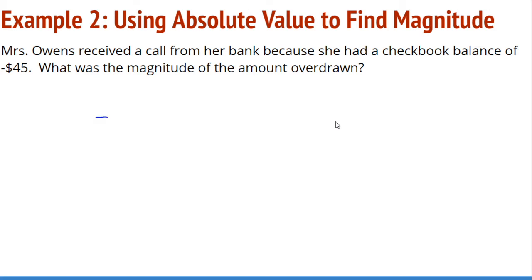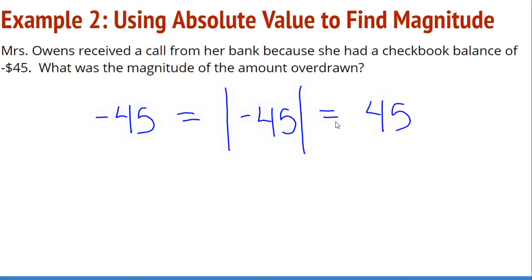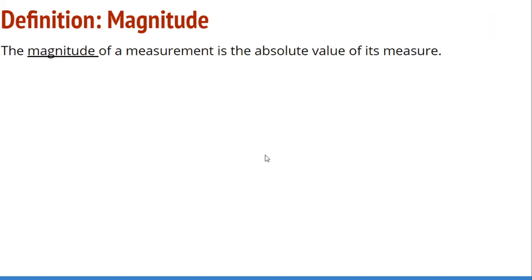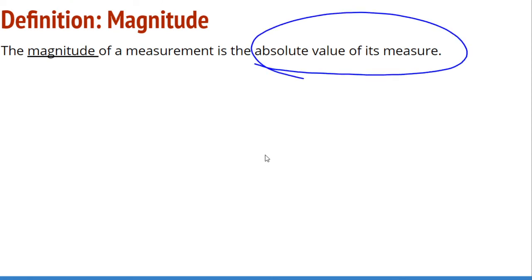So this -45 is a negative number for her account, but when we talk about the magnitude, we want the absolute value. How much is she overdrawn? She is overdrawn $45. Looking at a definition for magnitude: the magnitude of a measurement is the absolute value of its measure. When we measured her checking account, it was at -$45. The magnitude is the absolute value of that -$45.